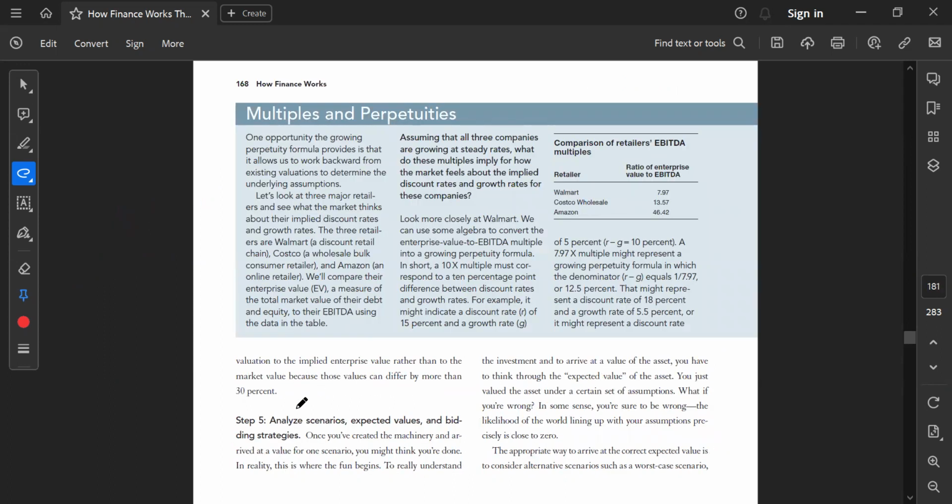उसके बाद फाइनल जो स्टेप आता है, that is analyze scenarios, expected values and bidding strategies. सो उसके बाद क्या होता है कि एक बार हम जब अपने मार्केट वैल्यू पे आ गए इतने सारे स्टेप्स को कैलकुलेट करने के बाद, उसके बाद हमें उसके साथ क्या करना है कि मतलब हमने जो मार्केट वैल्यू निकाला वो arrived at after a series of calculations, right.